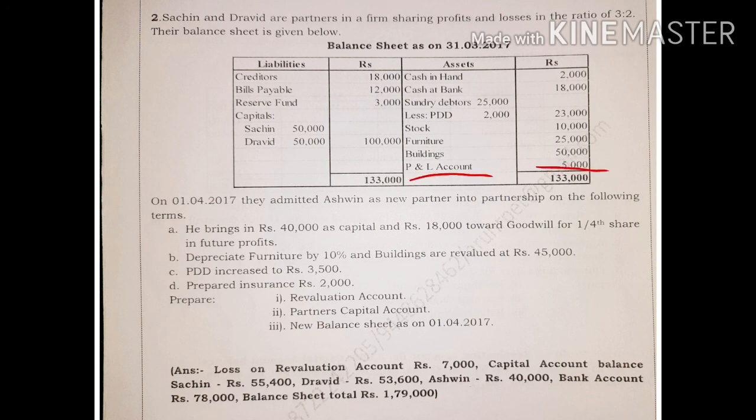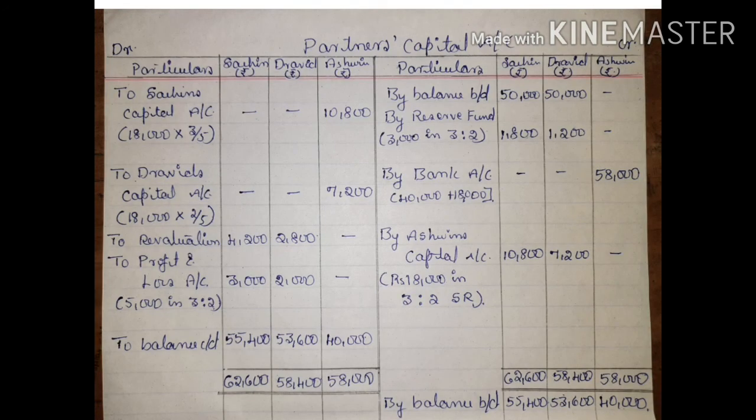Next, one more balance sheet item is there, that is on the asset side, the profit and loss account, 5,000 loss. We have to record this balance in the partners' capital account. That's why, on the debit side, to profit and loss account 5,000, distributed to only the old partners in their old ratio 3:2. So 5,000 into 3 by 5, Sachin's share in loss 3,000. And 5,000 into 2 by 5, so Dravid's share in loss is 2,000.